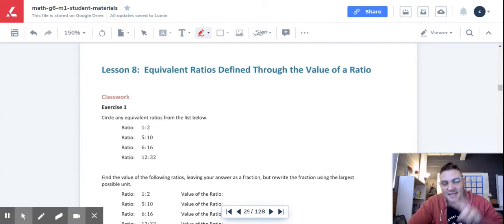Good morning. It is day 2 of you being at home. So if you're in group A this week, you are currently working on this on Thursday. If you are in group B, you are working on this on Tuesday.